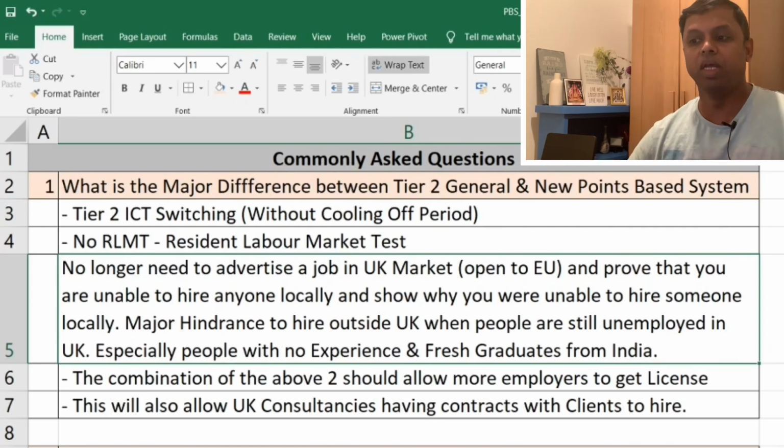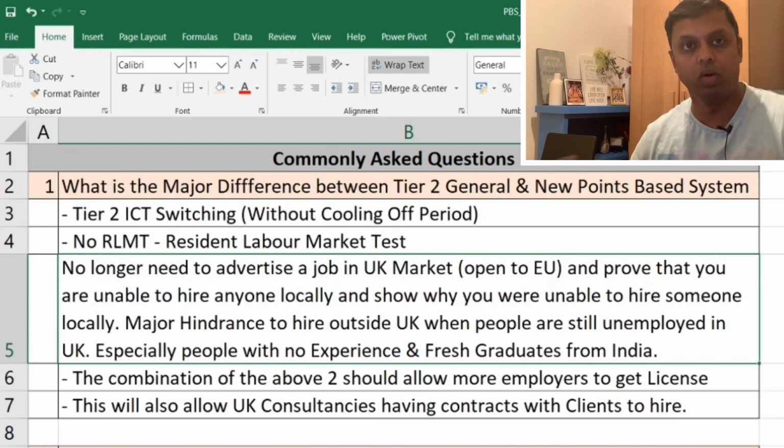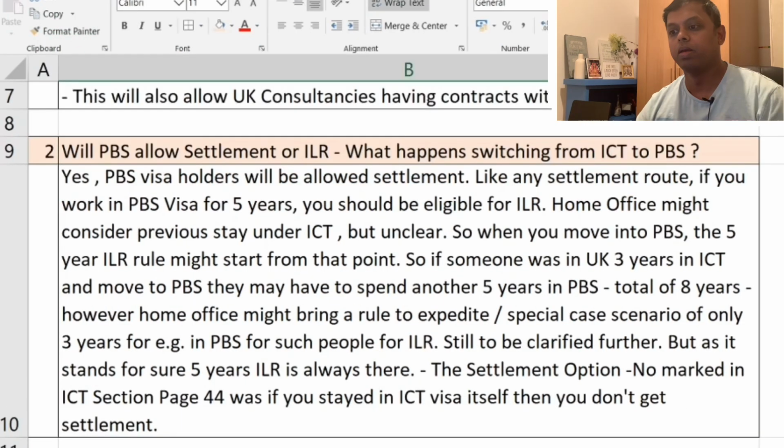Now they can actually bring people in and keep them on the bench if they want to, as long as they can afford the salaries. And then they can use them as and when they want, like an Indian company basically. The second major question that people had asked is, will PBS allow settlement or ILR?